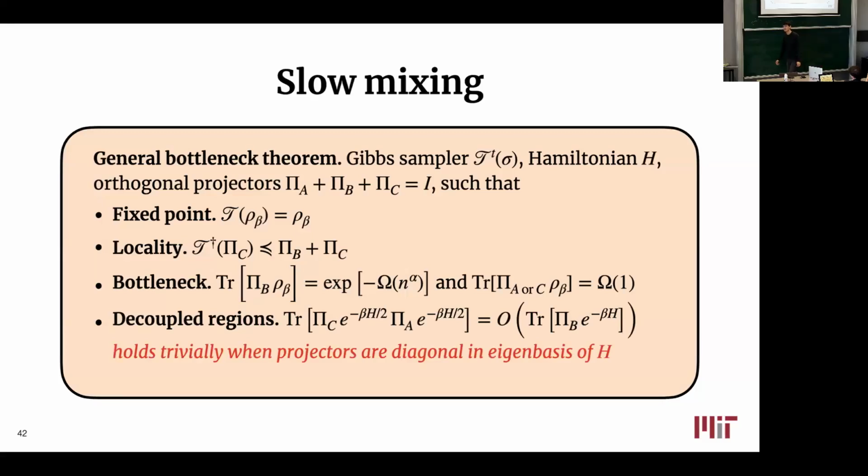And then the last assumption we need is a sort of decoupling between your regions A and C to say that they don't have too much overlap under the Gibbs state, in the sense of overlap. If A, B, and C and H are all in the same basis, then this holds trivially because I can just commute A past my exponential and they're orthogonal, so this comes very easily. But in general, this is another thing you have to show. It's going to take some time for the transverse field Ising model, but I'll skip most of the details, so it won't cause you much pain.